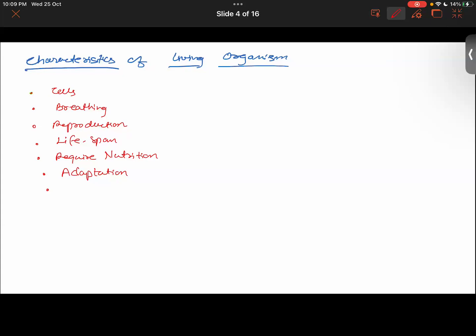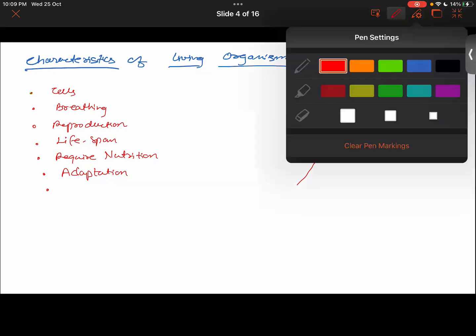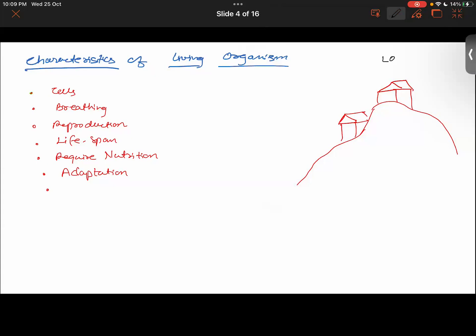Because the thing here is, the people who are residing in the plateau region or in the hilly areas, right? There the atmospheric pressure is low. The air is thinner here, low atmospheric pressure is there, right?